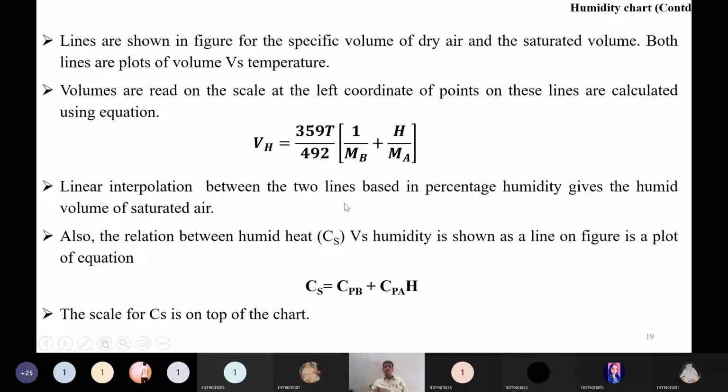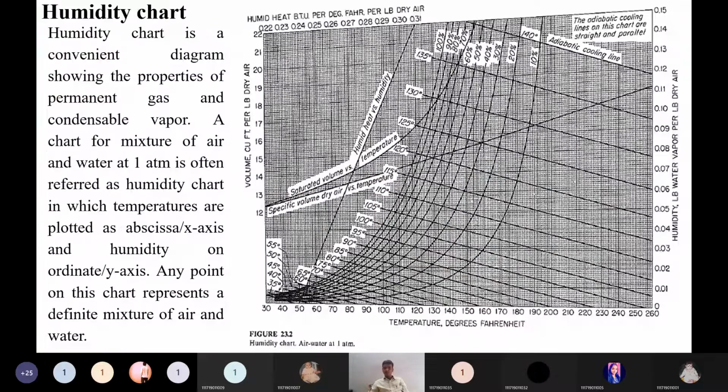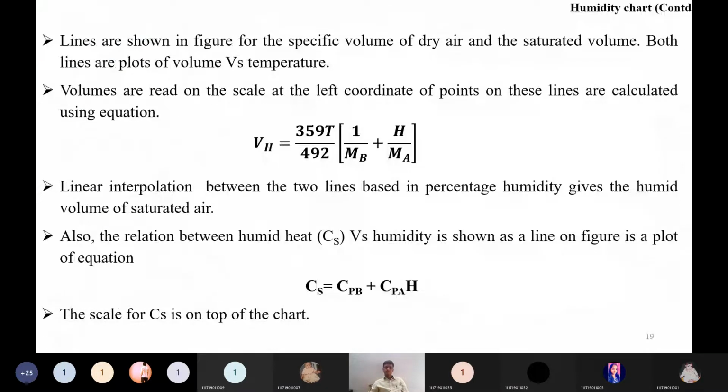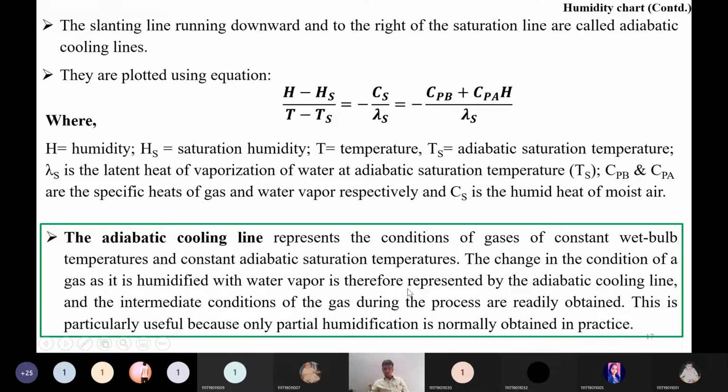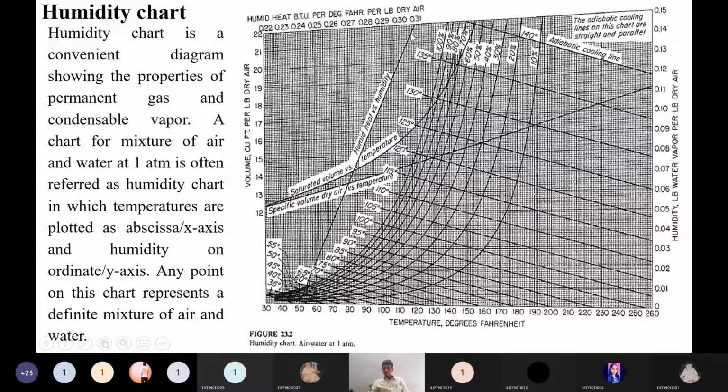Then linear interpolation between the two lines based on percentage humidity gives the humid volume of the air. So by interpolation between these two lines, we can estimate the humid volume easily. Also, the relationship between humid heat Cs and humidity is shown as a line on the figure, a plot of the equation Cs is equal to Cpb plus Cpa into H. That is at the top of the chart, this one. So this line is Cs versus humidity. Cs is this one and humidity is this coordinate.